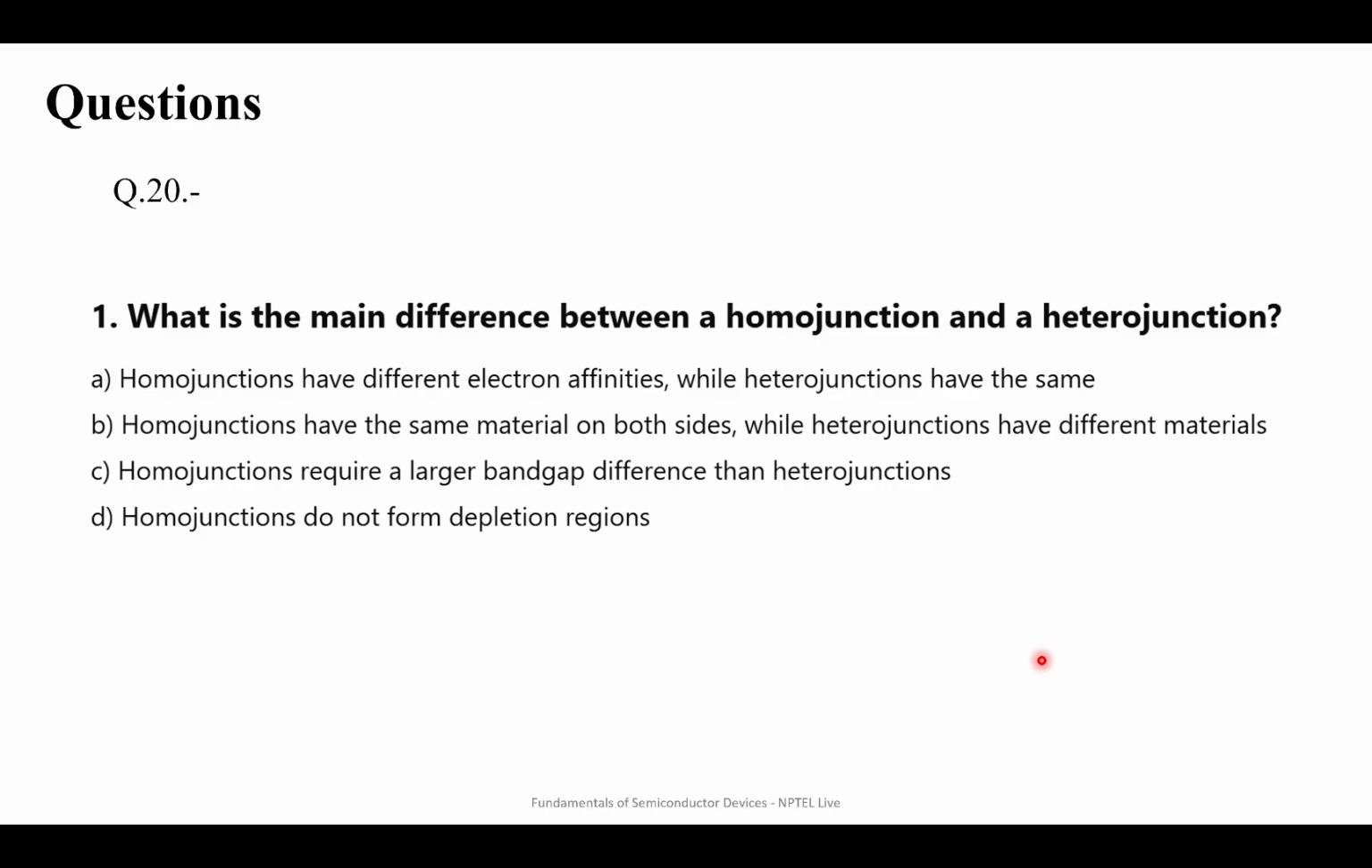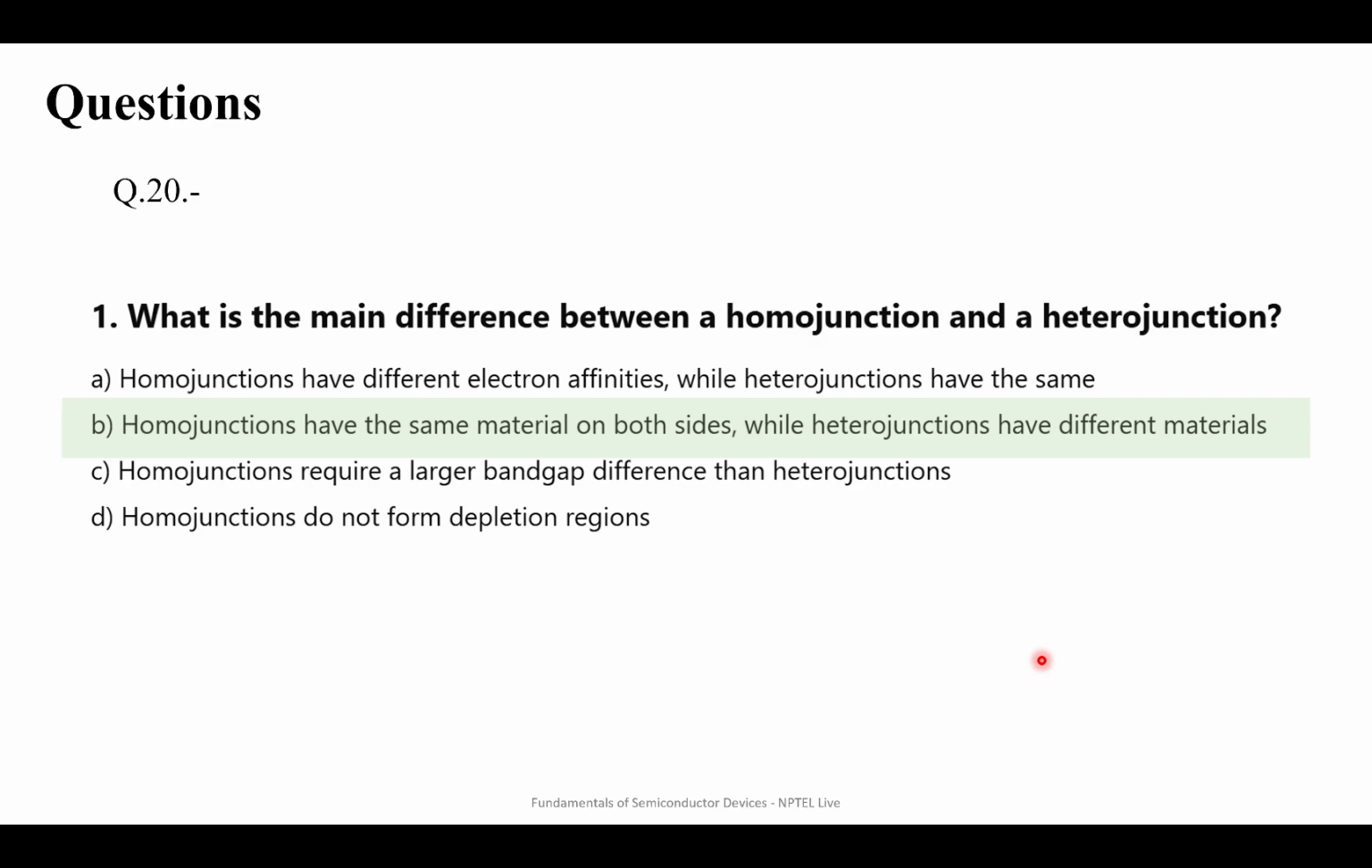What is the main difference between a homojunction and a heterojunction? Homojunctions have different electron affinities while heterojunctions have the same. Homojunctions have the same material on both sides while heterojunctions have different materials. Homojunctions require a large band gap difference than heterojunctions. Homojunctions do not form depletion regions. Sir, B, sir. That is correct. Homojunctions have the same material on both sides while heterojunctions have different materials.